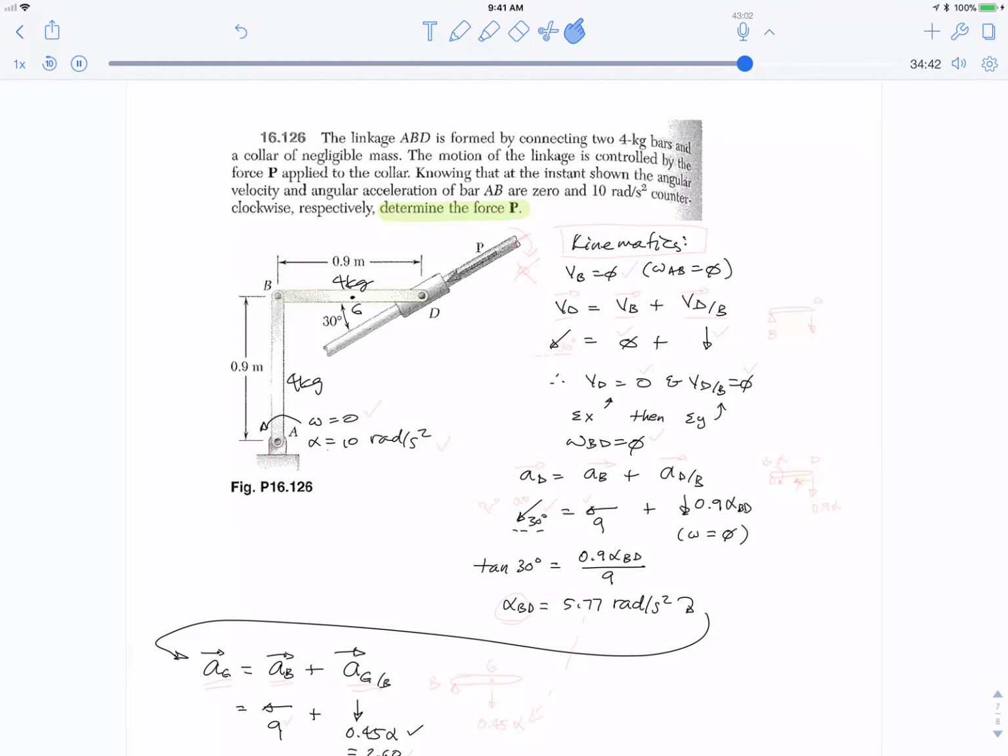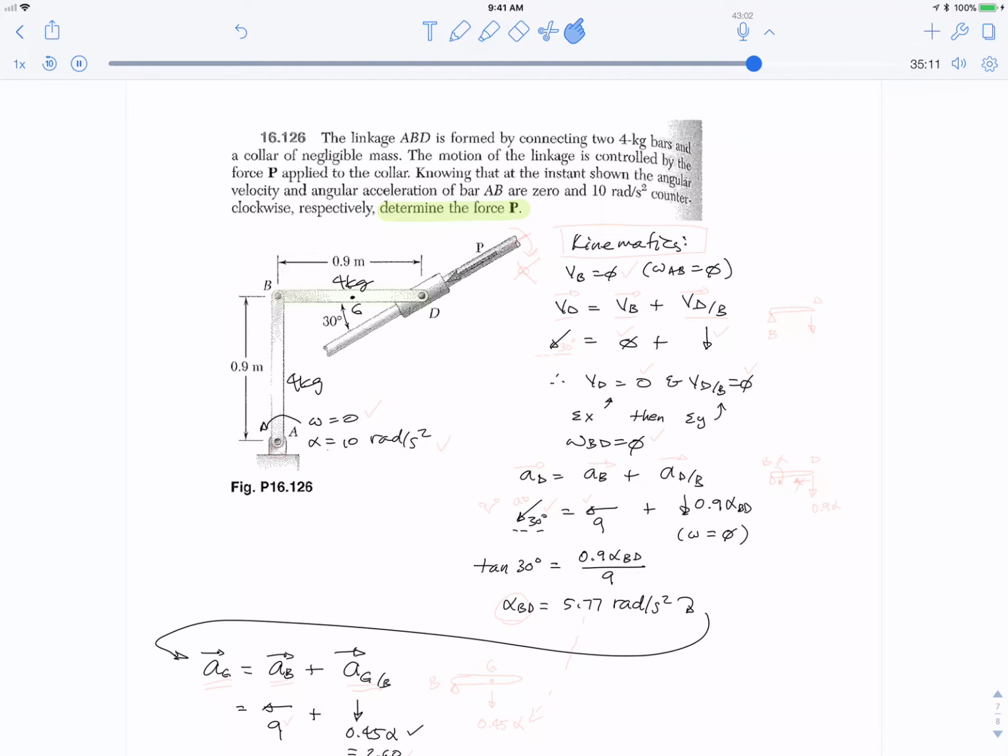Okay, so this last problem here, it says to determine the force P. So that makes this an equation of motion problem. But to draw the free body diagram and the MA diagram, we're going to have to know some accelerations. And to do that, we're going to have to do quite a bit of kinematics. So this ends up being a relative motion problem to get the accelerations. And after we do that, then we can draw the free body diagram and solve for P.